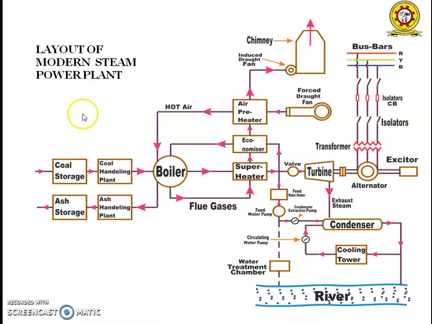The layout of the steam power plant. The coal is collected from the coal storage, and from the coal handling plant, the coal enters into the boiler, and the solid fuel enters into the boiler. For the combustion chamber, they need the hot gases. The hot gases come from the air preheater, and the combustion starts, and the water starts boiling.